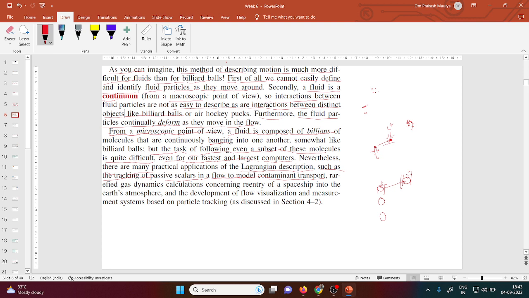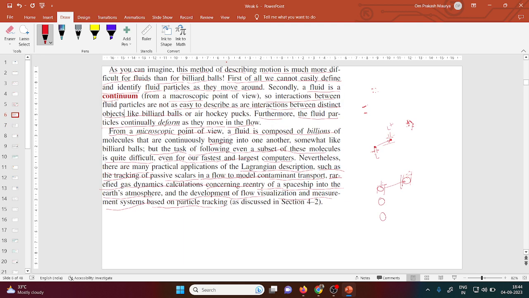In the contaminant transport case, we can use this, and also rarefied gas dynamic calculations, and concerning the risk of reentry of a spaceship into the earth's atmosphere, and the development of flow visualization and measurement systems based on particle tracking. If you want to design a device for particle tracking, then you should follow the Lagrangian description. So here are some applications.